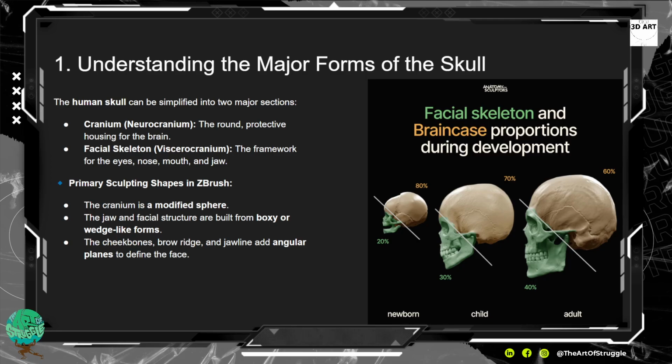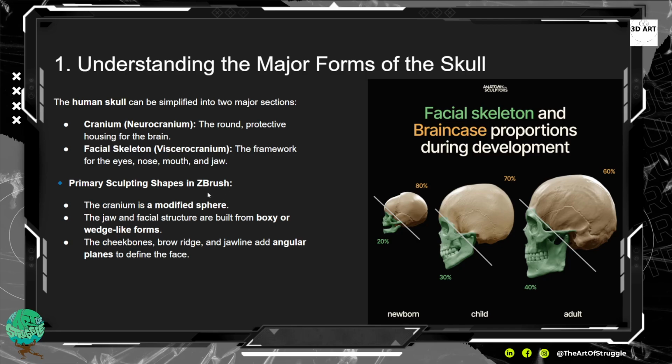Let's talk about understanding the major forms of the skull, like I was just briefing you guys on. The human skull can be simplified into two major sections. The cranium, or the neurocranium, the round protective housing for the brain, usually known as the brain case. It's a funny name. It's where your brain goes. And then the facial skeleton, the framework for the eyes, the nose, the mouth, and the jaw. So that's how our head is usually formed. There's this giant part that holds our brain, and then the rest of it holds our face and everything else, the pretty bits.